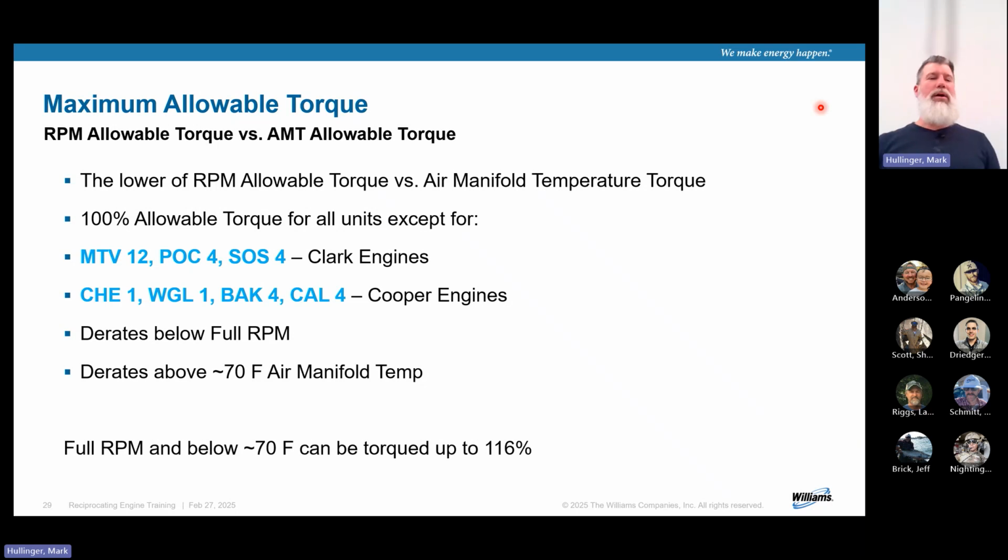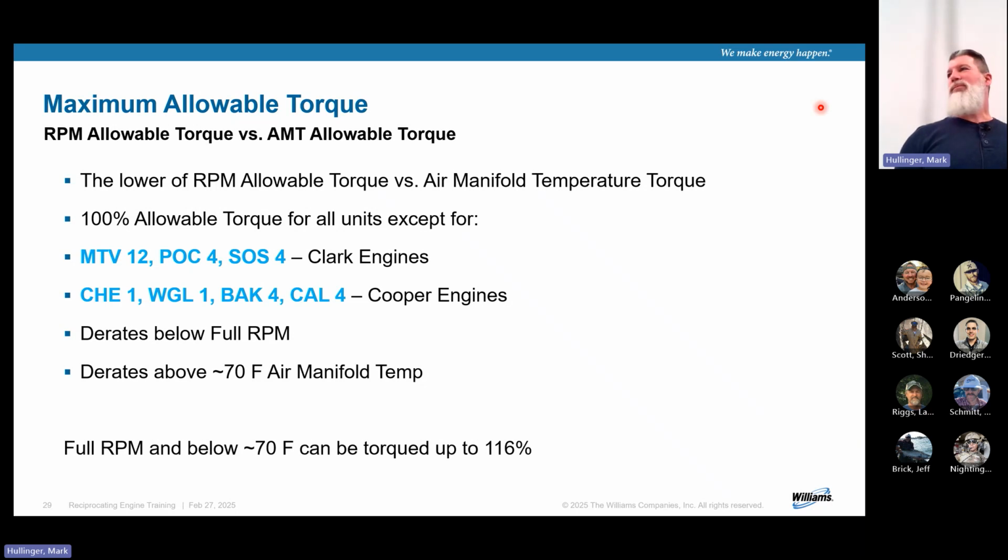Why did they make 116%, not the new 100? So why can we go up to 116%? I tried to look in my manuals. I found it a few years ago. I just couldn't find it for the training. Does anyone know?